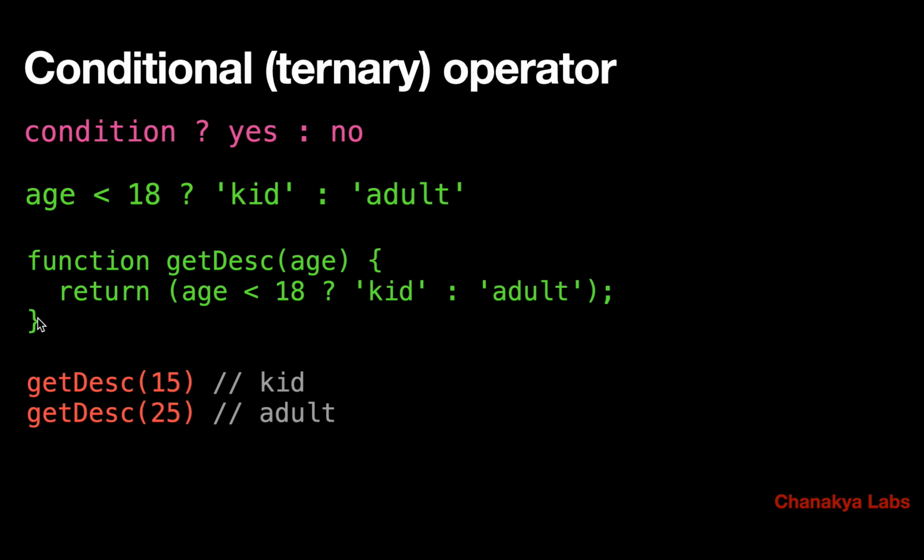So for example, after declaring this function, when we call getDescription with 15, this is going to evaluate to kid, and when I call the same function with 25, it is going to return adult. Obviously it will not be visible directly, so you have to console log it, but when you console log it, you will get these values.